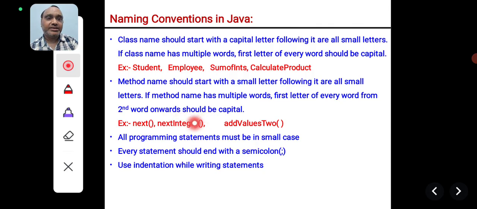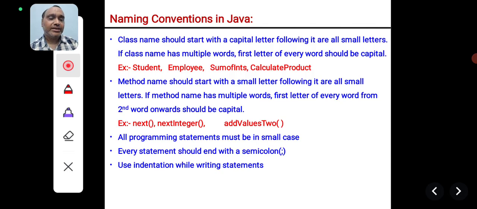And then another method whose name is nextInteger. So it contains two words. Next is one word, integer is another word. So the first letter in the first word is small, and the first letter from the second word onwards is a capital letter. So in the word integer, I is the first letter that should be written in capital. So in the nextInteger method, n is a small letter, and in the second word the first letter I is a capital letter.